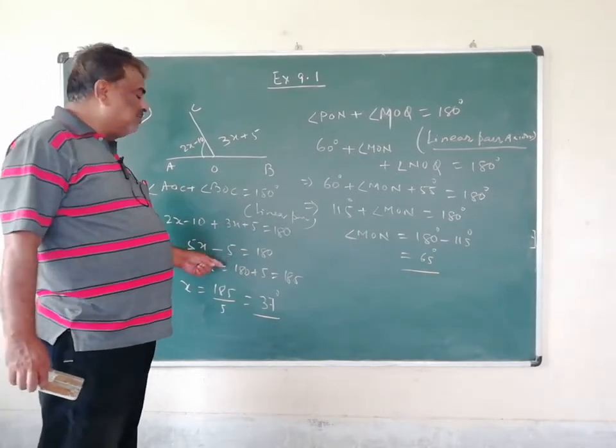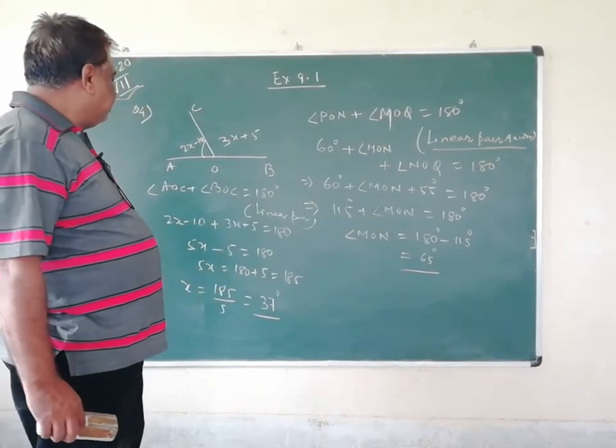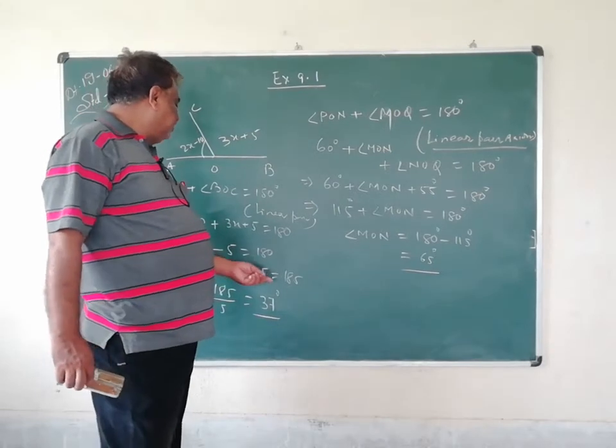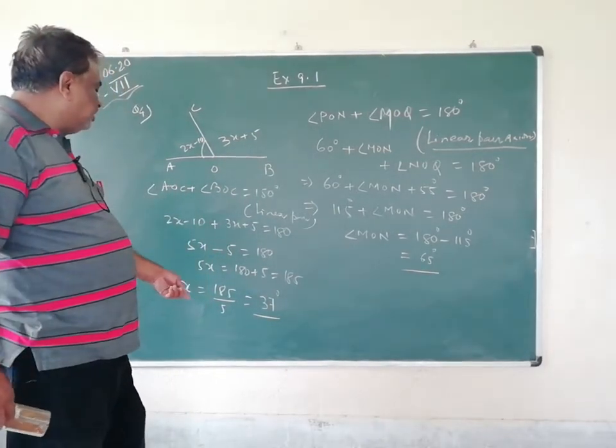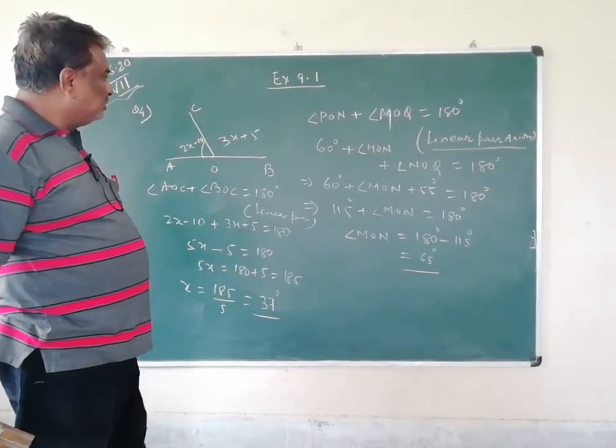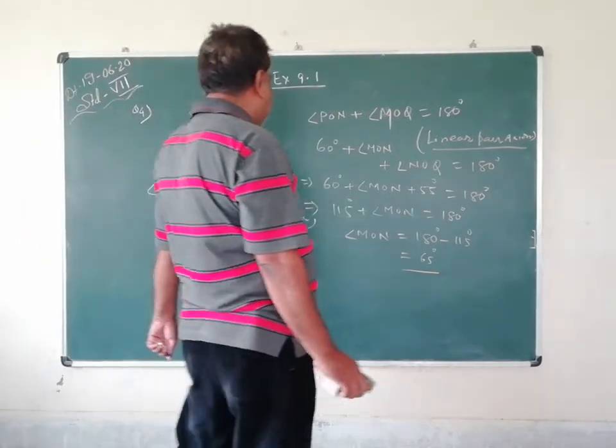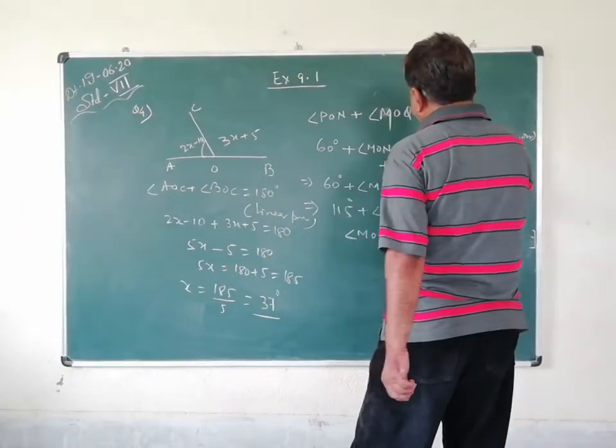Now what may happen? 5 is shifted from left side to right side. Then it will become 180 plus 5, that is 185. X is equal to 185 by 5, that is equal to 37 degree. So our answer is 37 degree.